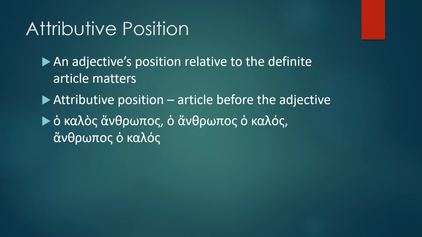In all these examples, the definite article is before the adjective. Ho kalos, ho anthropos ho kalos, anthropos ho kalos. By far the most common is this first one, ho kalos anthropos, the good man, but you will see the others as well. But these all mean the man.